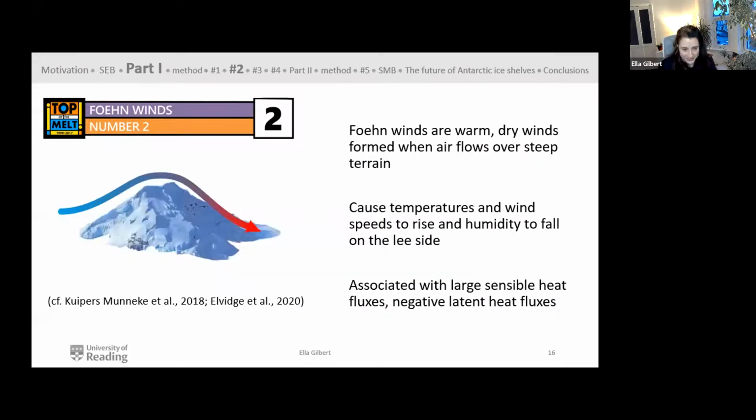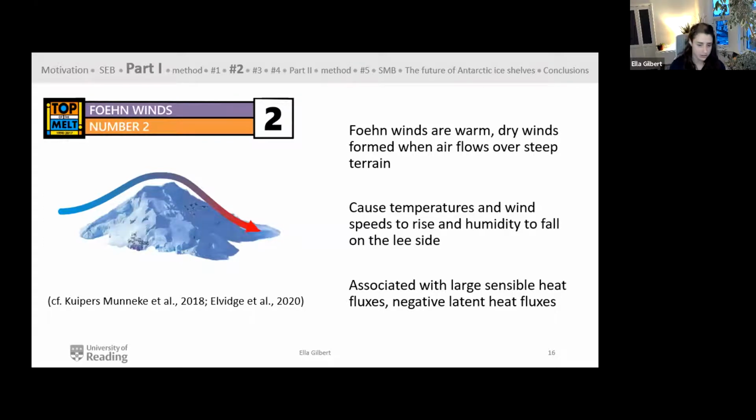Now, number two is, again, perhaps unsurprisingly, related to Fern winds. So we see that east-west gradient in surface melting is related to Fern winds. And Fern are these warm, dry winds that are formed when air gets forced to flow over very steep terrain, like we have on the Antarctic Peninsula. And they cause temperatures and wind speeds to increase and humidity to decrease on the lee side of mountains.